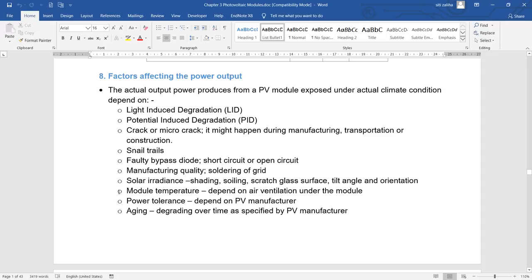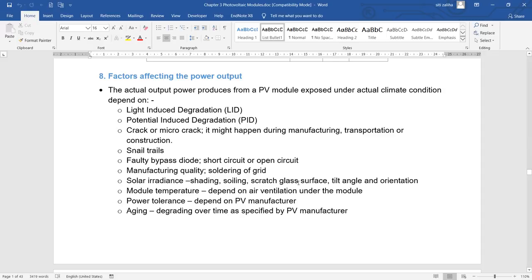Another factor that affects the power output is the module temperature, which depends on the air ventilation under the module. Under the Malaysian climate, usually we propose for the solar pump, the gap between PV modules, for freestanding PV modules, is between 10 to 20 millimeter.